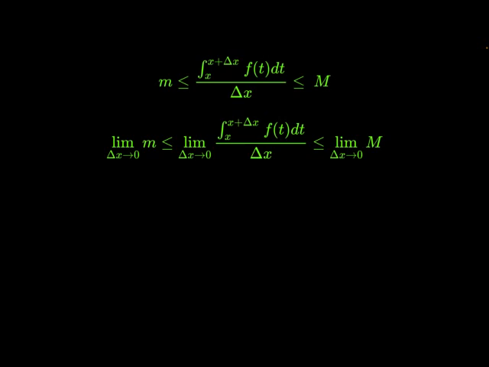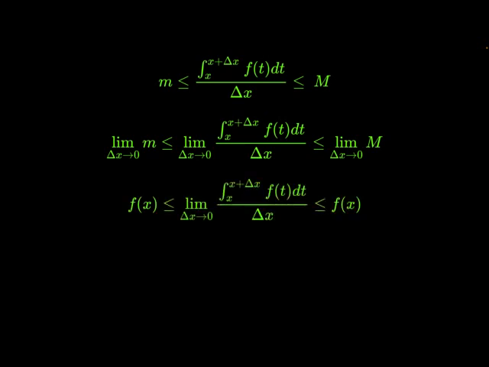Notice that little m and capital M are the minimum and maximum values of the function, respectively, on the interval from x to x plus delta x. As this interval shrinks, that is, as delta x goes to 0, then m and capital M, as well as all other values of the function over the domain from x to x plus delta x, must approach f of x. So we can replace the value at left and the value at right, each with f of x.